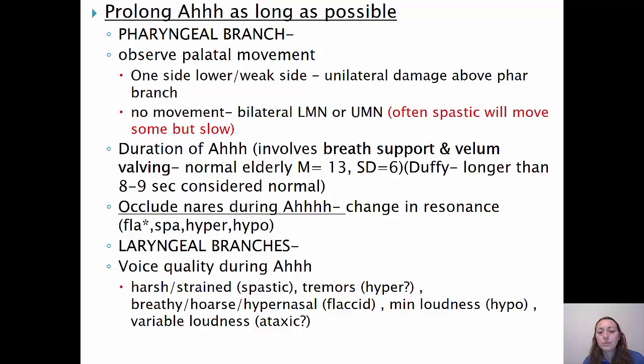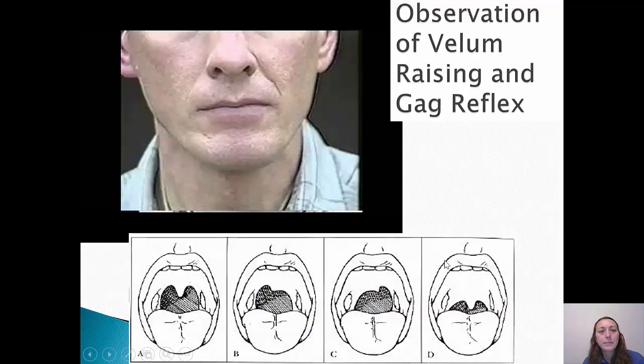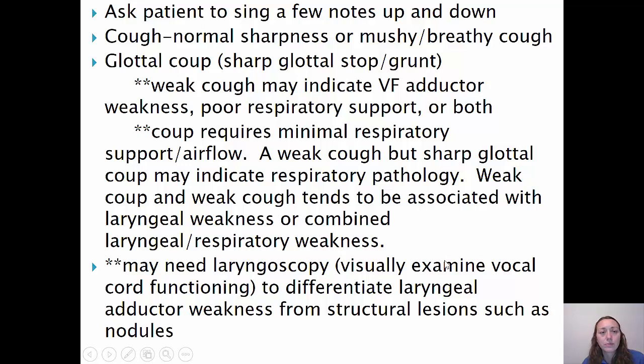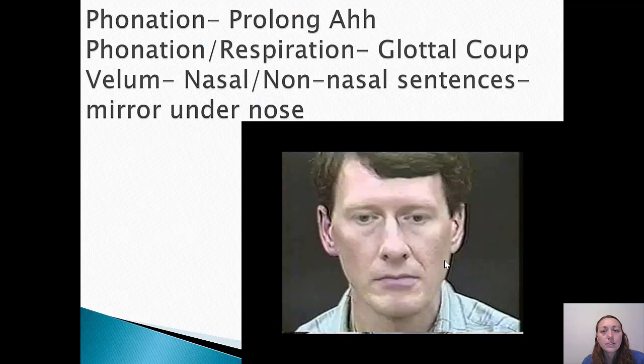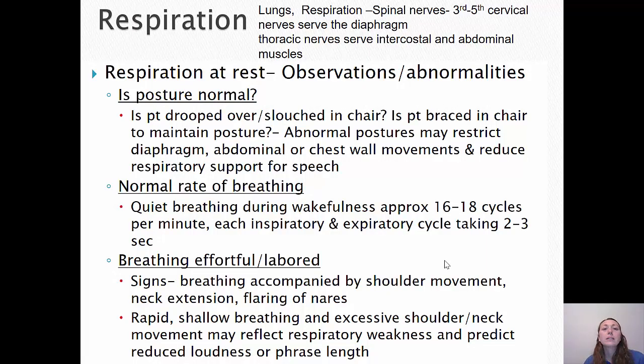Okay, so let's move forward just a little bit. Again, that's from last lecture. I'm just transitioning from where we left off last lecture. Okay, so here we go. Phonation, we've talked about that. So we're going to spend a little bit of time talking about the other domain area of respiration.